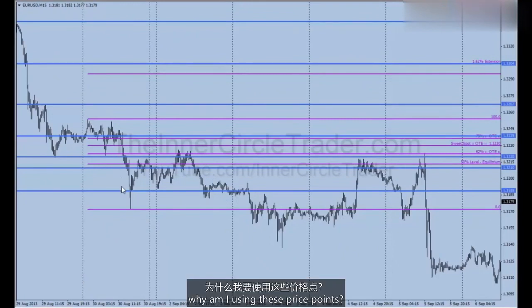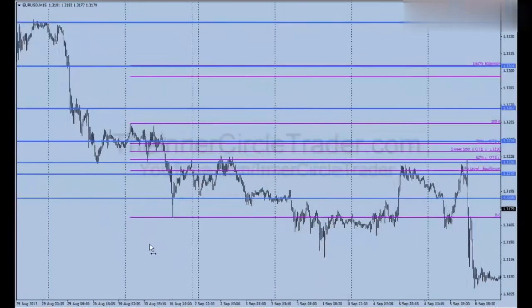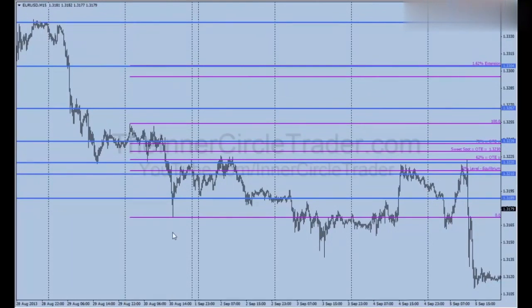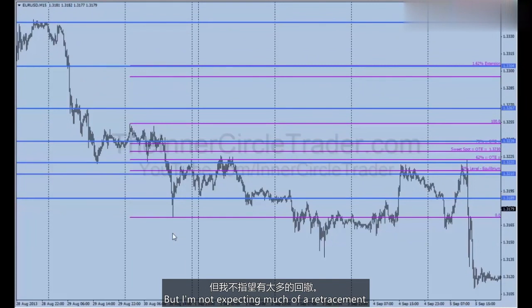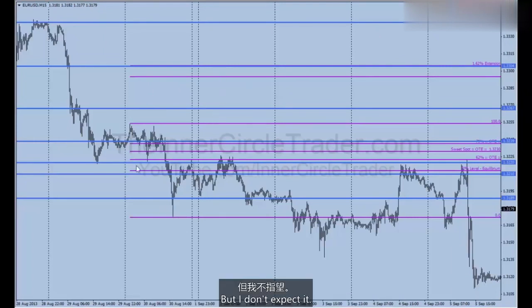Now, why am I using these price points? Well, whenever we start a new week, I like to use discernible price swings, and this is discernible. It's very clear, very distinct, much in the same capacity this high down to this low is. Now, you could have your level from this high to this low, but I'm not expecting much of a retracement because we're overall expected bearish on a higher time frame. So the likelihood of it retrading all the way up to these levels, sure, it could, but I don't expect it.